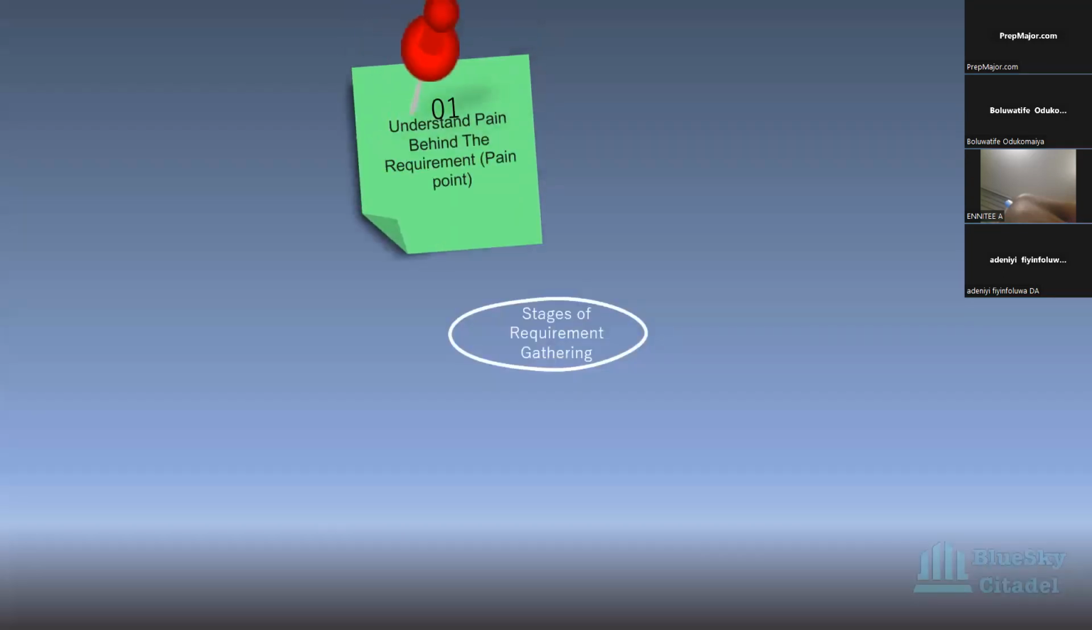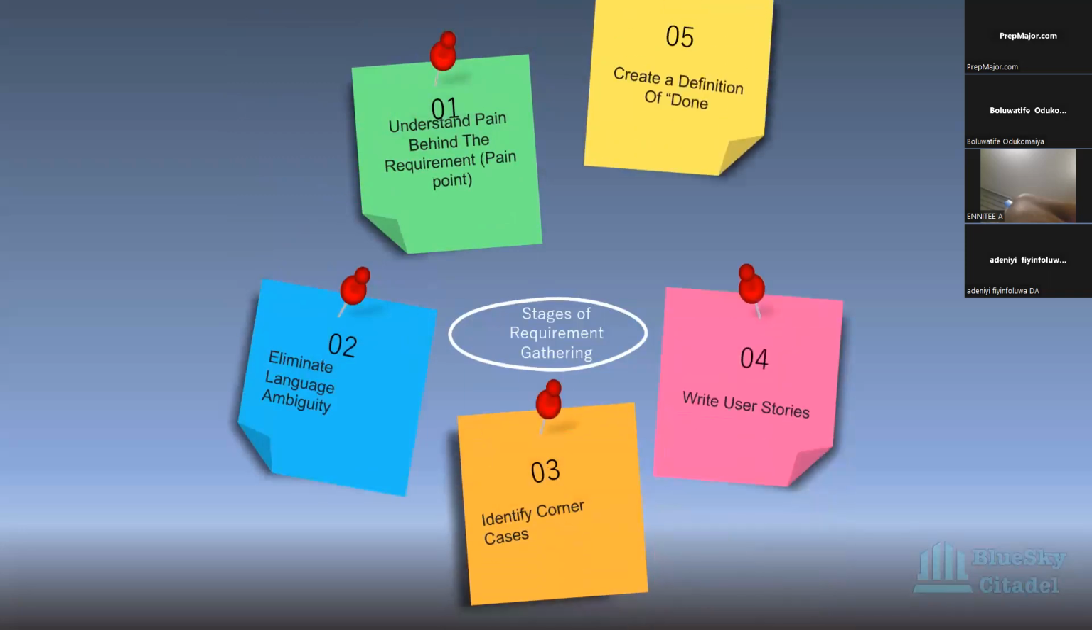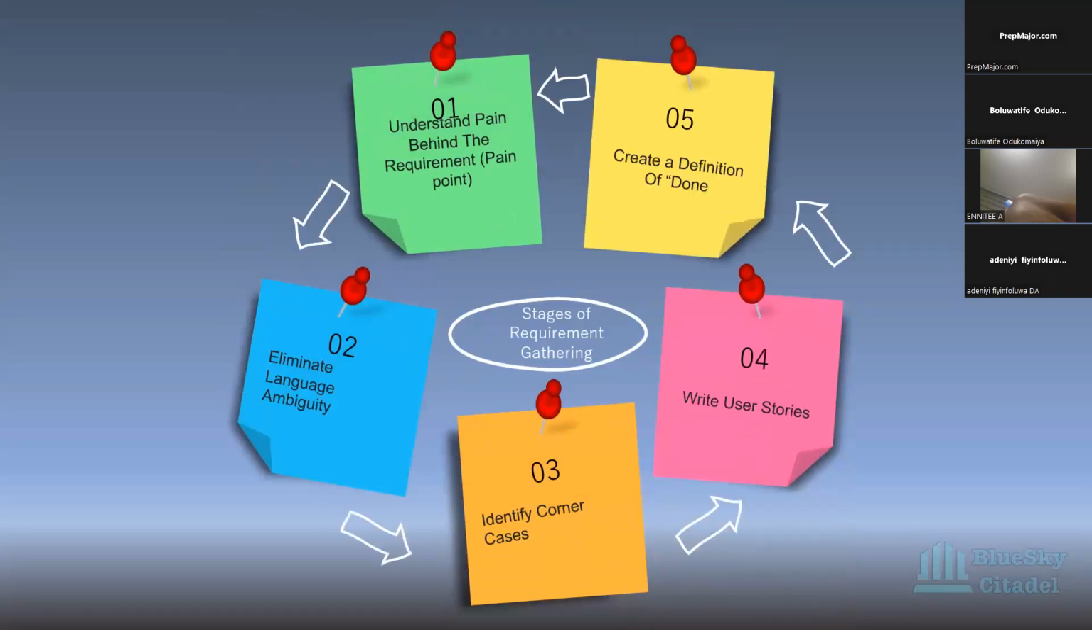So we have different stages of requirement gathering. The first thing is to understand the pain point. For every project that is brought to you, there is a reason why. So you want to understand the why. Why are we doing this? What is the reason behind it? Is it valid? Is there a workaround? Is this something that we really need to go ahead with?